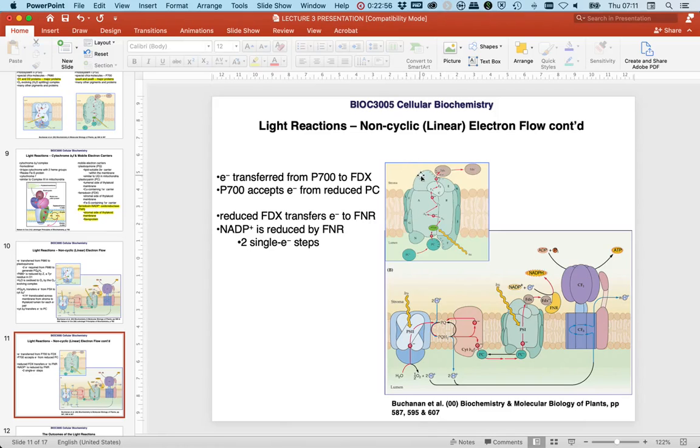So from ferredoxin on the stromal surface of the thylakoid membranes, we see electrons being transferred to FNR, and from FNR we see NADP plus being reduced to NADPH. So NADP plus to NADPH, and 2 single electron steps are required to fully reduce NADP plus to NADPH.